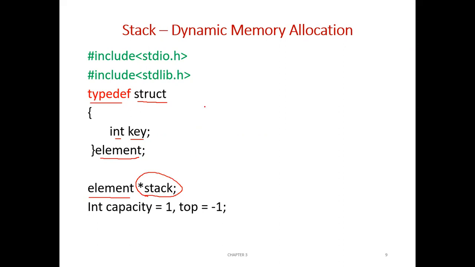So previously we have used integer pointers, floating point pointers, all that. So when you say int star p, it means that p is a pointer to an integer. That is, p can hold the address of an integer. Similarly, when you say element star stack, it means that stack is a pointer to element. That is, stack can hold the address of an element. Right? And what is element? Element is a structure which contains only one member called key.